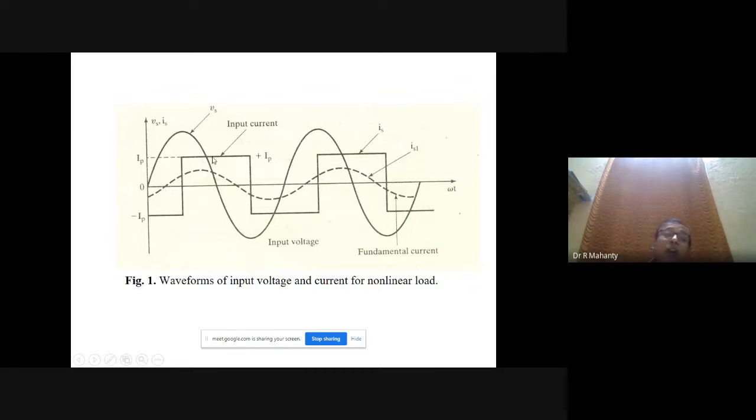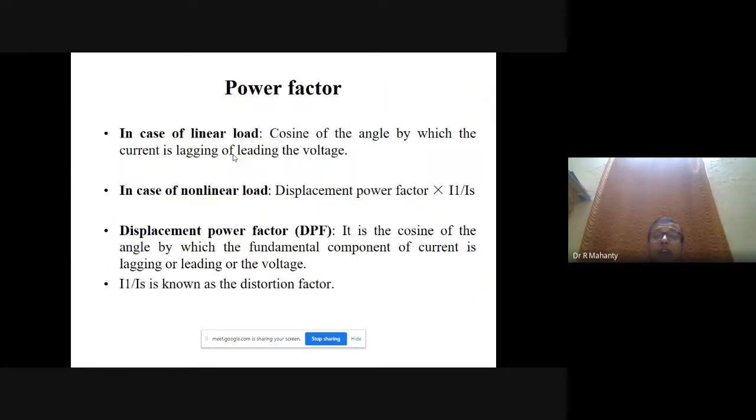And the other thing is that you will have to reduce the distortion in the waveform, and by that way you will improve the ratio of I1 by IS. So for a good power factor, you will have to improve both the displacement power factor and I1 by IS.